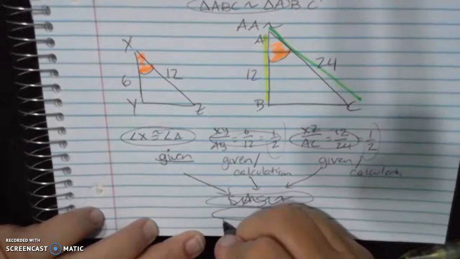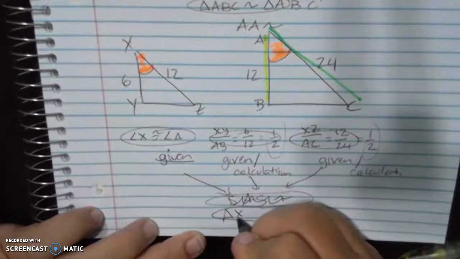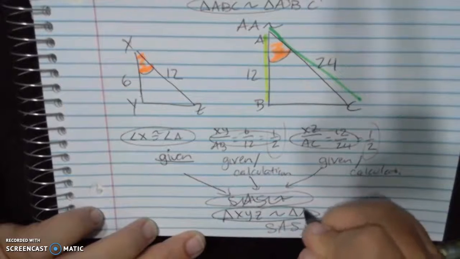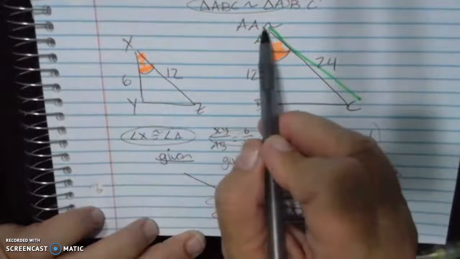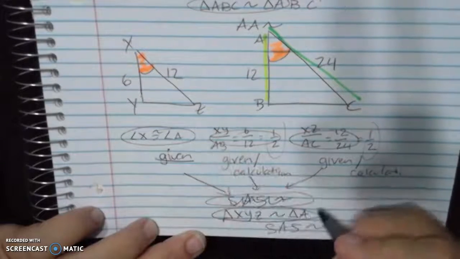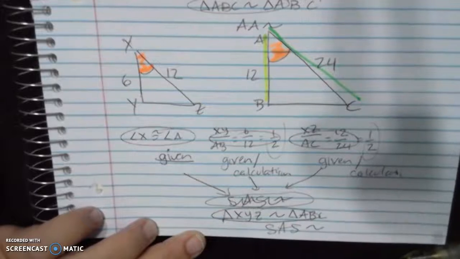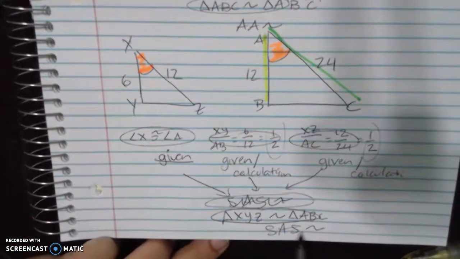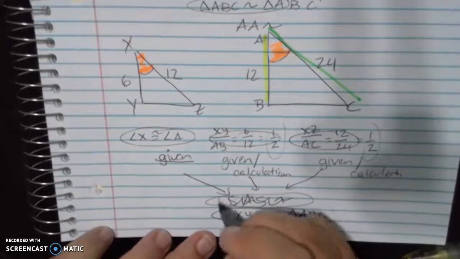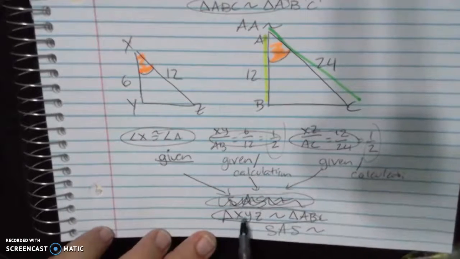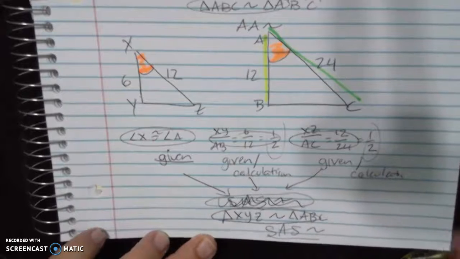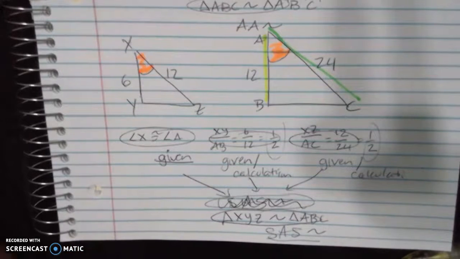And what is it that I proved? I proved that triangle XYZ was similar to triangle A. X is at the top, A is at the top. Y is down here in the corner, so I have to do it in the same order, A, B, C. So I just proved that the two triangles were similar, and my reason is the side, angle, side similarity theorem. All right. So ignore this little line right here.